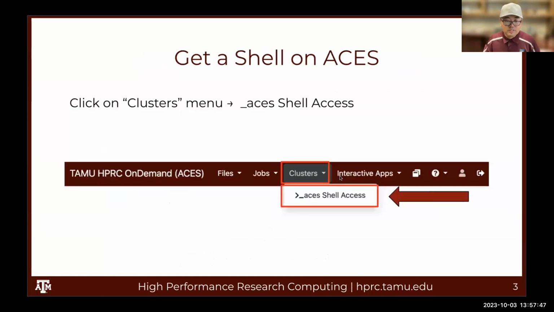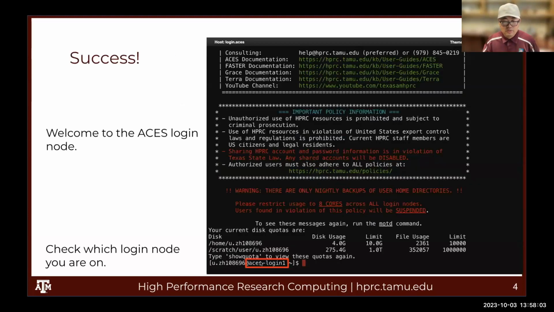After that, you will see a page very similar to the previous web page. So you will click on clusters, and you will see the ACES shell access. Click on that, and that will give you the terminal. In the terminal prompt, you will see your login node. For ACES, we have, I think, three login nodes for access users.